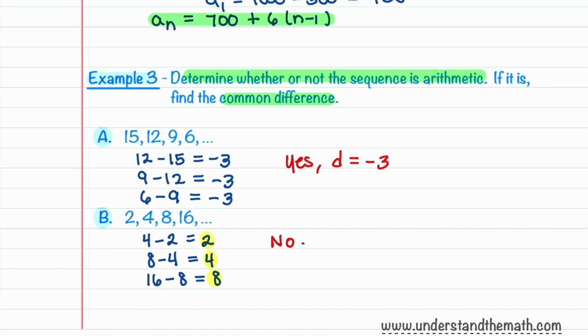Instead, this is a different type of sequence. If we were to take our second number, 4, divide it by the first number, we would get 2. And then if we take our third number and divide it by our second number, we also get 2. And then the same thing, if we take 16 divided by 8, we get 2. So instead of having a common difference, this sequence has what we call a common ratio. And this is a geometric sequence. I have a video on geometric sequences that you might want to check out.